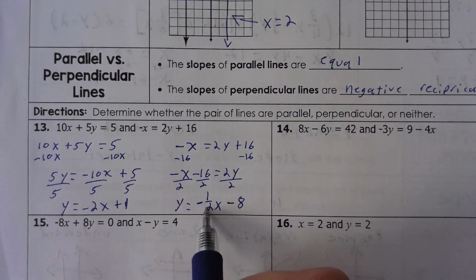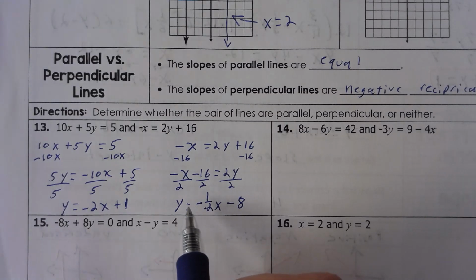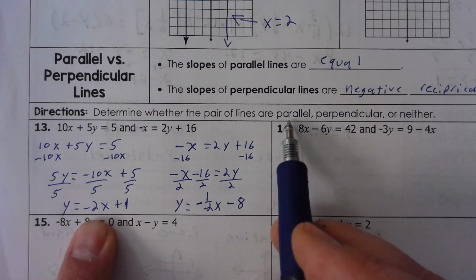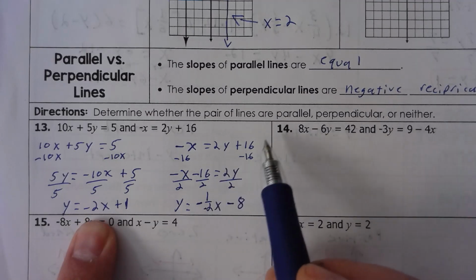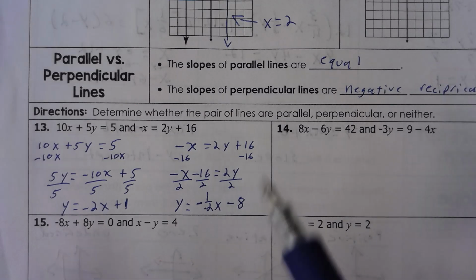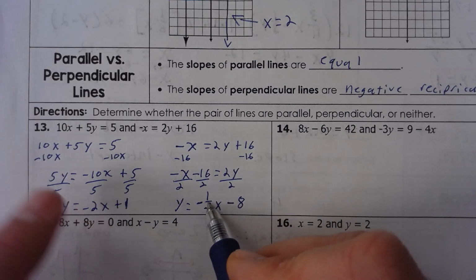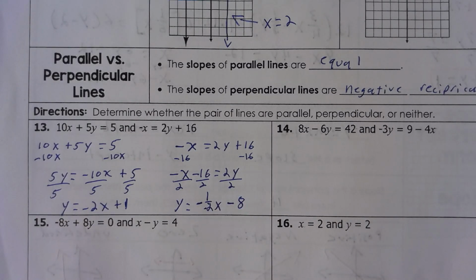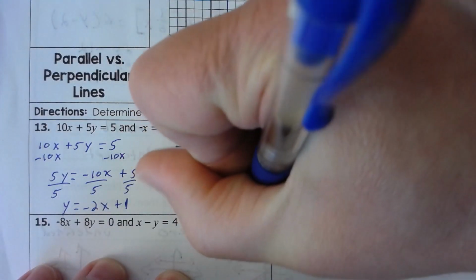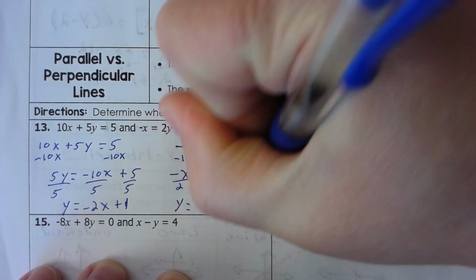So my slope for the first line is negative 2. The slope for this line is negative 1/2. So they're not the same number, so they're definitely not parallel. And they aren't negative reciprocals either, because I would need to get negative 1 when I multiplied negative 1/2 times negative 2. So we will say neither for this one. We'll do it over here on the side. Neither.